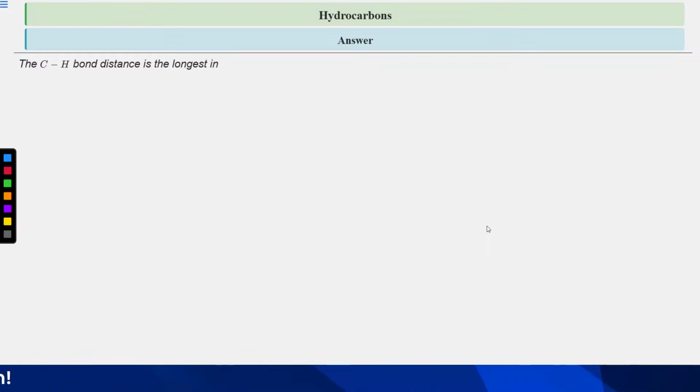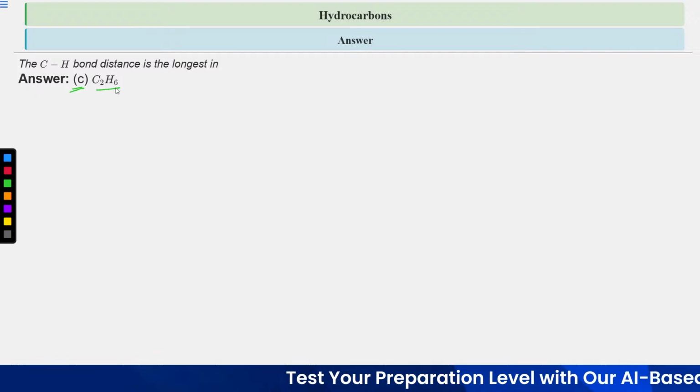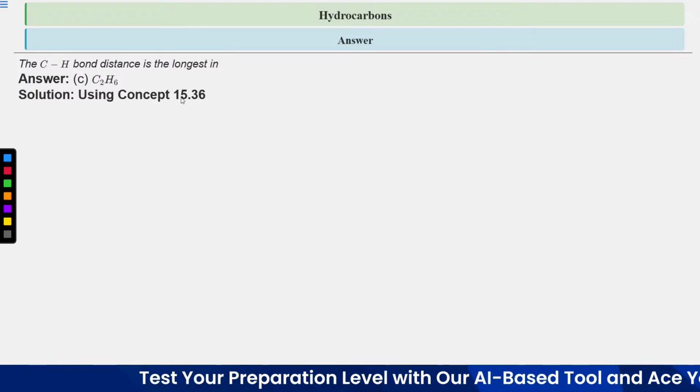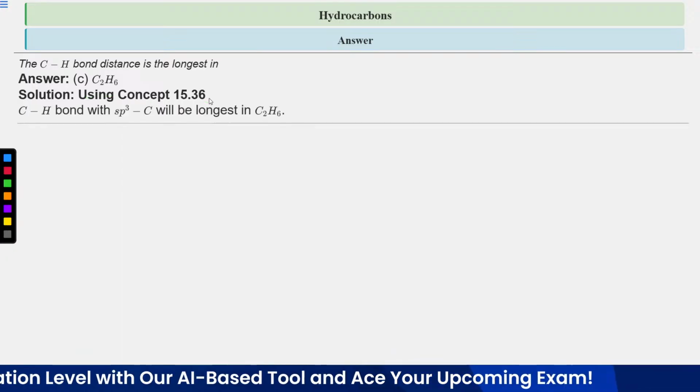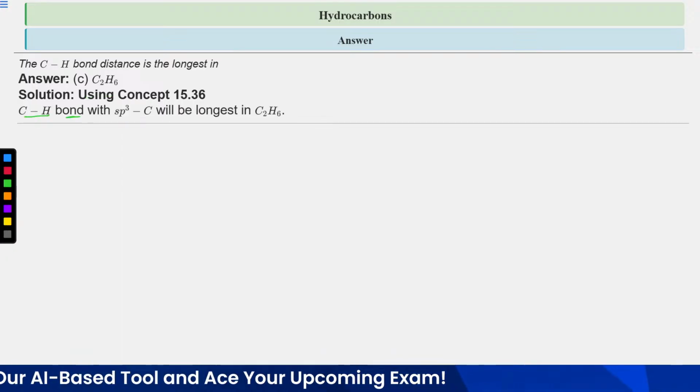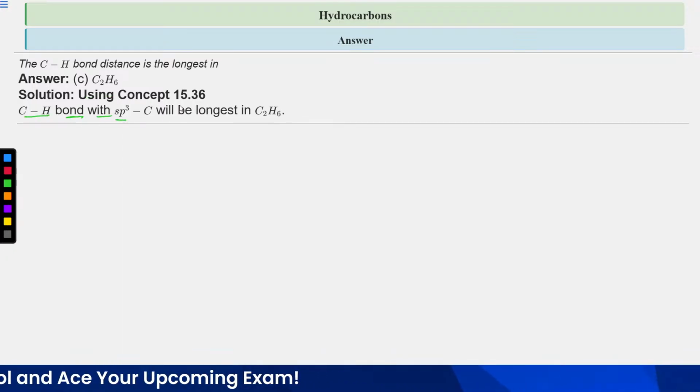For the given question, the correct answer is option C, that is C2H6. Using the concept 15.36, the CH bond with sp3 carbon will be longest in C2H6.